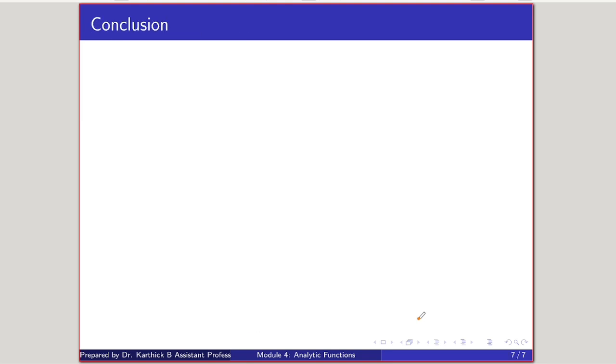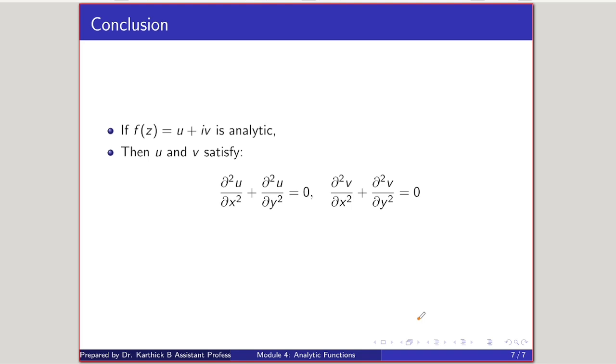So finally, we proved that for f of z, u and v are satisfying the Laplace equation. Therefore, u and v are harmonic functions.